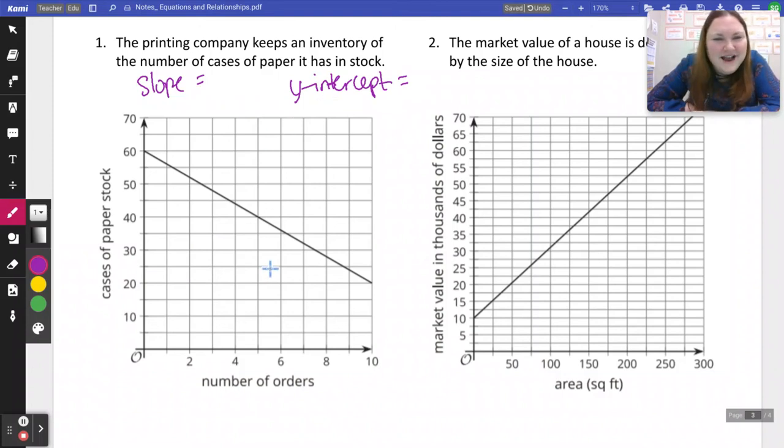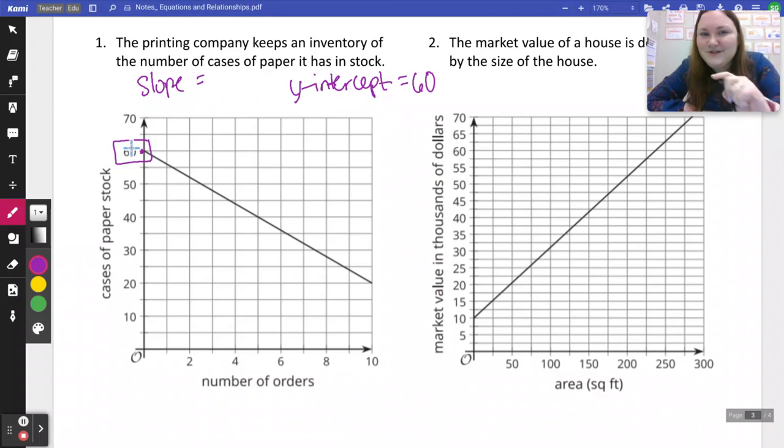Let's start with that y-intercept. Looking at this graph, what is that y-intercept going to be? That y-intercept is that point on our y-axis, so that's going to be the number 60. In this story, what does 60 represent? 60 what? See if you can describe it as fully as possible. Well, I know if I'm looking at my label that 60 is how many cases of paper they have in stock. So I could say 60 is the cases of paper they have in stock.